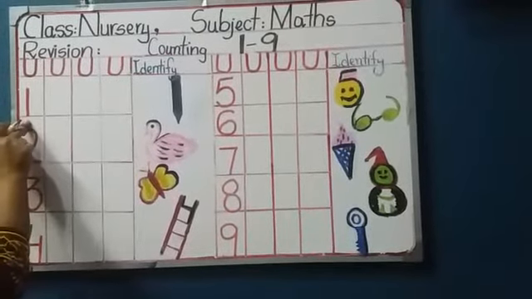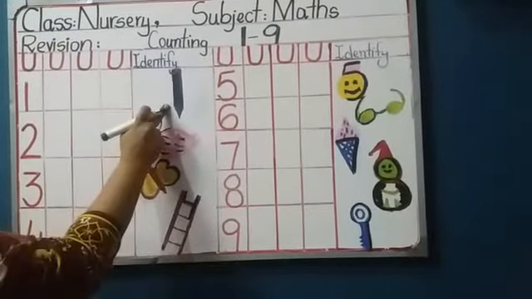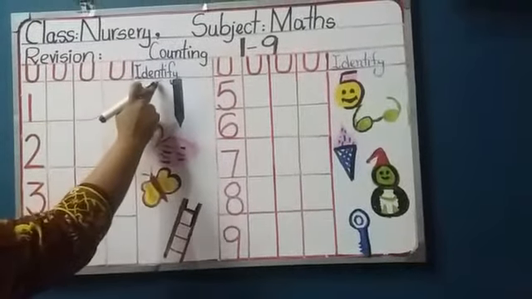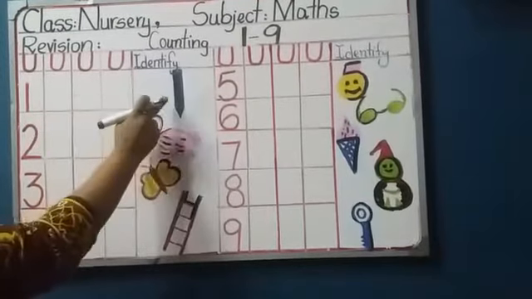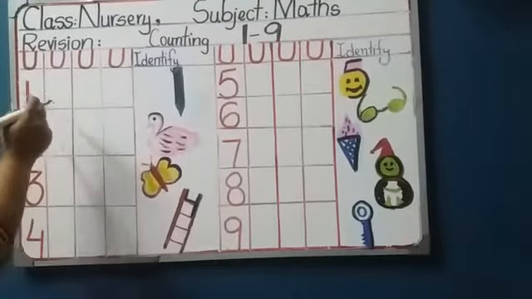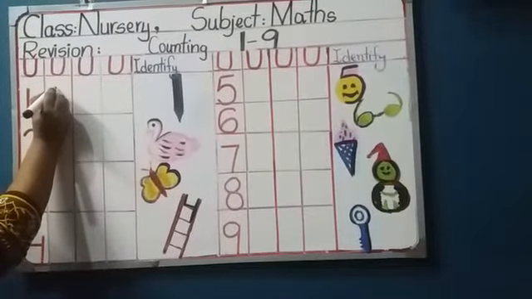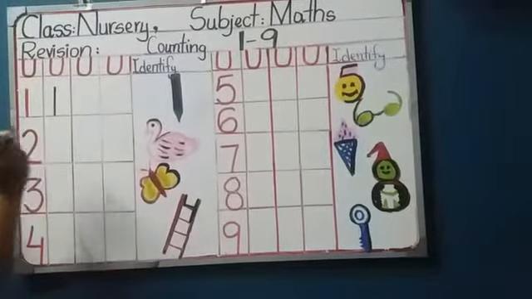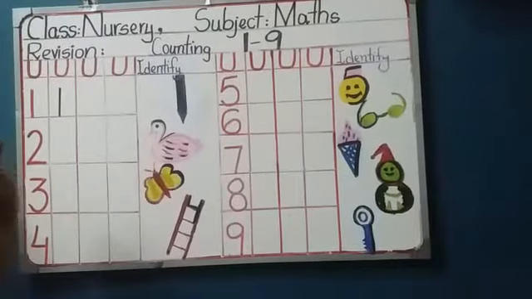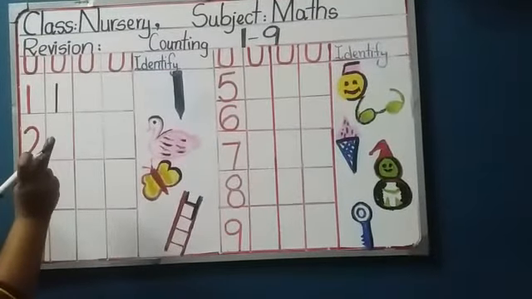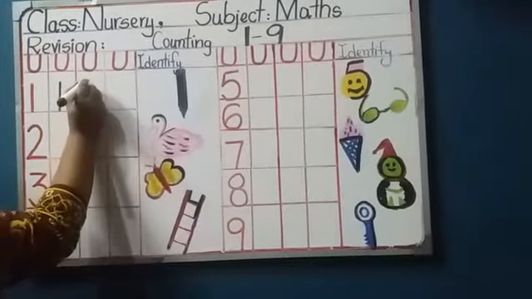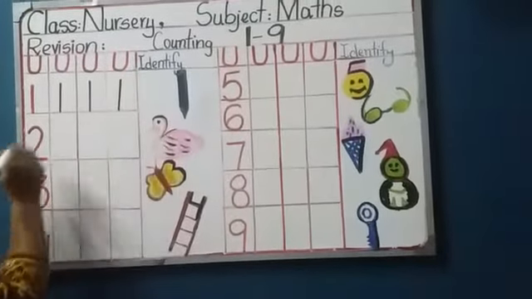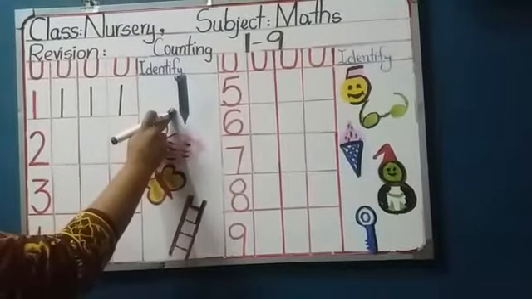1. This is 1. The shape of 1 is matching with pencil. So, we can easily identify 1. Now, write it. Write with me. We will write 1 under U. U means ones. Ones. Okay? Ones. Single. Alone. Without friend. Now write. 1. And the shape is like a pencil.